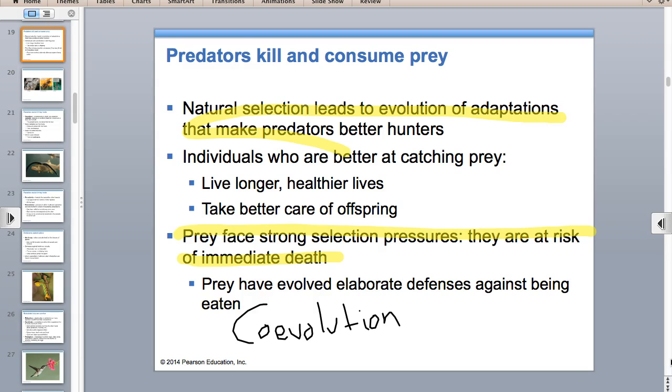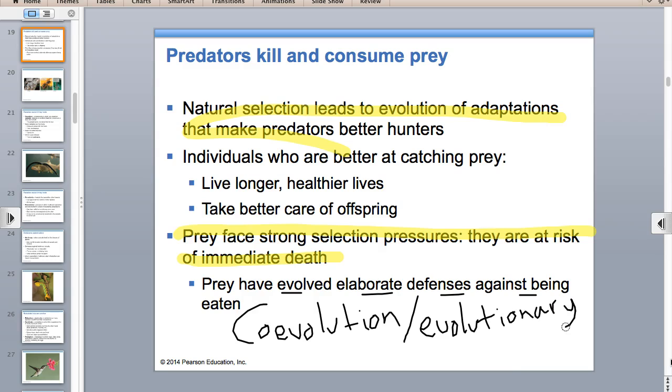But coevolution, so what you end up having is these prey evolve elaborate defenses against being eaten, but then the predators become better predators, and so they coevolve. One gets stronger and faster, so the prey gets stronger and faster. Maybe the predators get thicker, stronger teeth, and then maybe the prey get thicker hides. So it just goes back and forth, and sometimes that's called an evolutionary arms race.